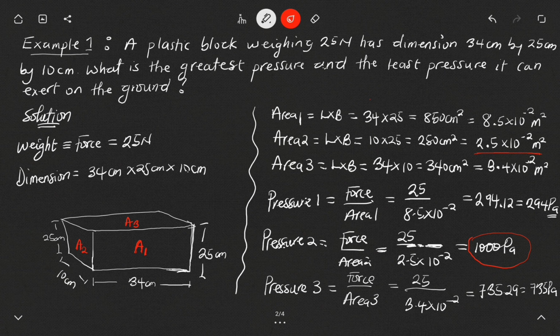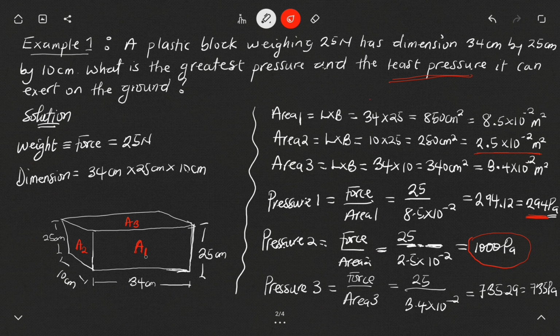So it makes sense that because the area is very small, it will exert the highest pressure. All right, let's look at the area with the least pressure over here. So if we look at that, between 294 and 735, definitely 294 is the least pressure. And if you look at that, the area is 8.5 times 10 raised to the power minus 2, which is the greatest area.